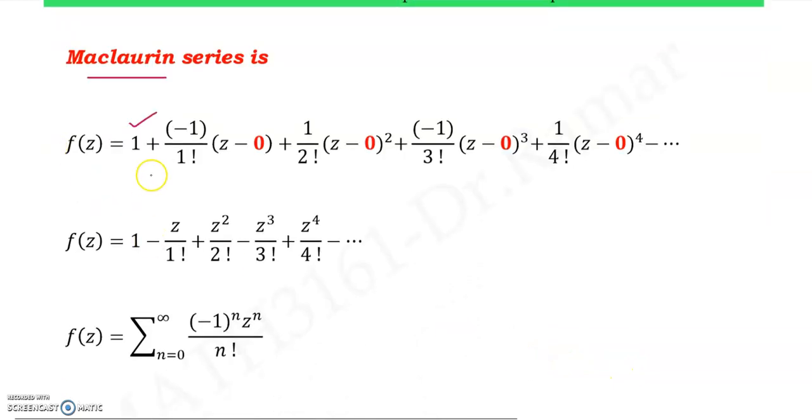Then we can conclude that it is 1 minus z by 1 factorial, because here it is minus 1, next plus z squared by 2 factorial. Similarly you can write. See here, the sign changes in alternate terms, so as explained in the first slide, we can write minus 1 power n z power n divided by n factorial. That is the sum of the series. So f of z is equal to sigma n equal to 0 to infinity minus 1 power n z power n divided by n factorial. This is the Maclaurin series of the given function.